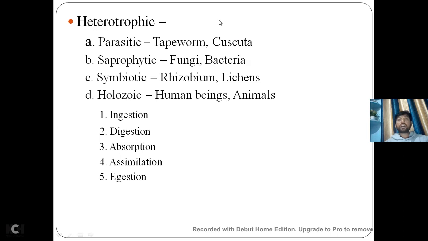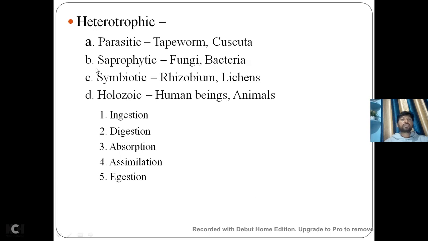And Cuscuta in the plant kingdom. It is a parasitic plant. It winds up the host plant and it will suck the nutrients from the host plant, right? This is a parasitic type of heterotrophic nutrition.